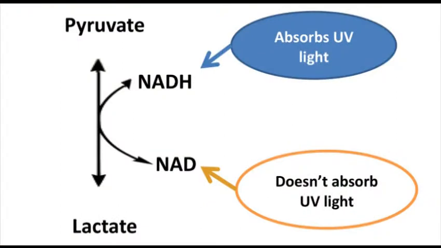NADH is the cofactor for this enzyme. It's needed to accept the hydrogen atoms that are removed from the pyruvate when it's converted to lactate. This is really useful in terms of being able to monitor the activity of this enzyme, because NADH absorbs light, but NAD does not. So we can use the disappearance of NADH, and so the decrease in absorbance, to follow this reaction. Here is a solution of NADH.